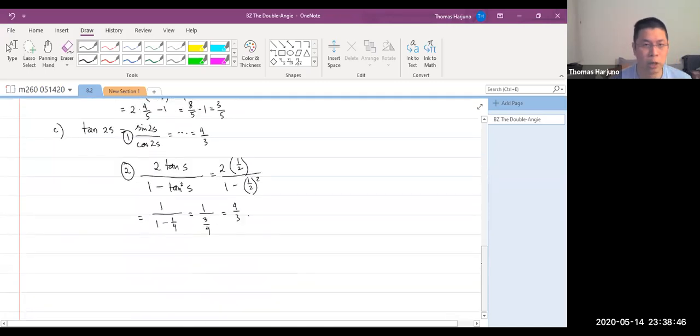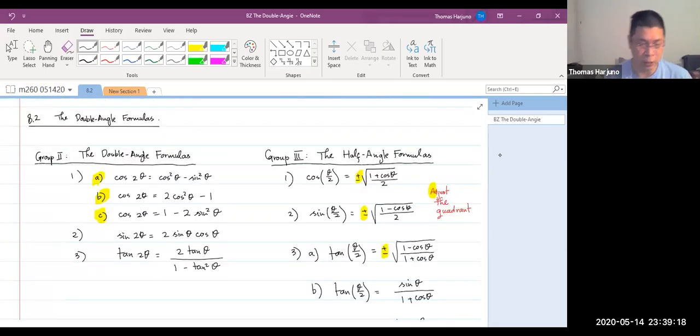Now, suppose out of creativity I ask you to find secant 2s instead. Then what you will do is find cosine 2s first, and now you take the reciprocal. So that will be 1 over 3/5, that's 5/3. In case I ask you something outside of sine, cosine, tangent, that's why secant, cosecant, and cotangent of double angle will not be provided, because we just need the sine, cosine, tangent of double angle.